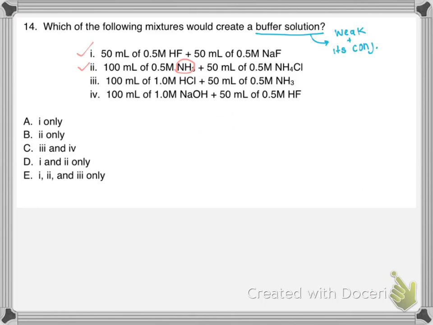Now, looking at the next problem, we're adding a strong acid to a weak base. So we're going to have a reaction between the acid and the base. It's a strong acid, so I'm just going to write H+, combining with NH3, and it will react completely to make NH4+.